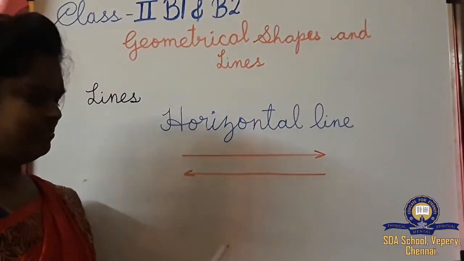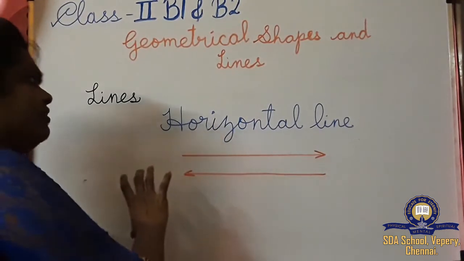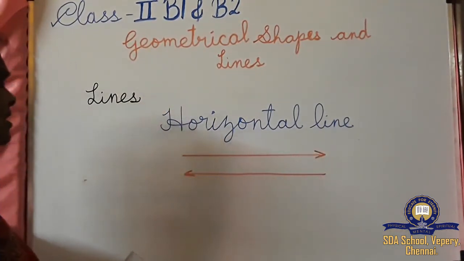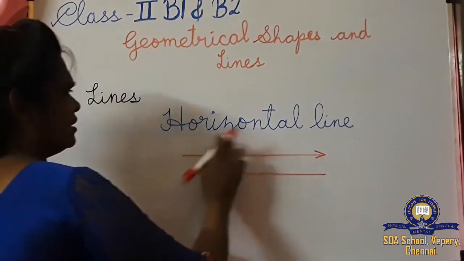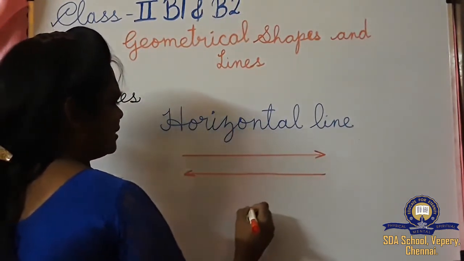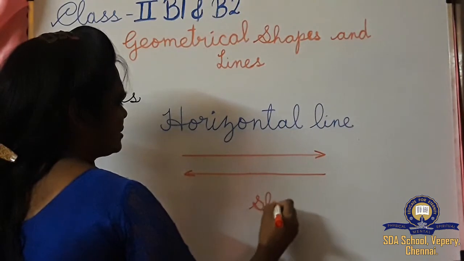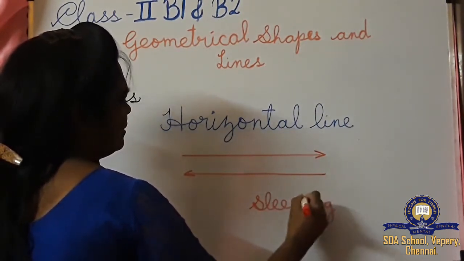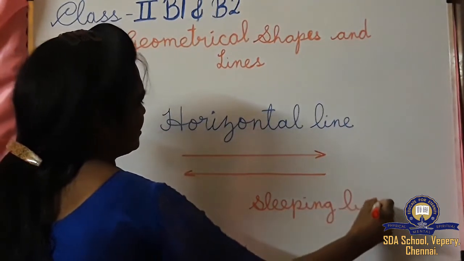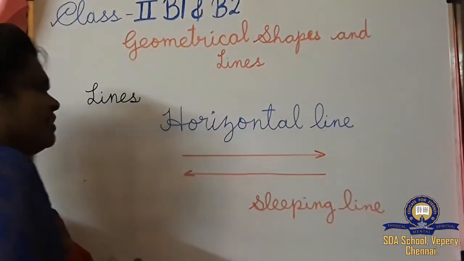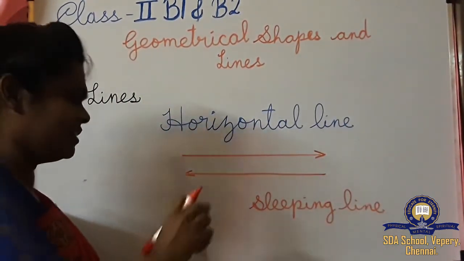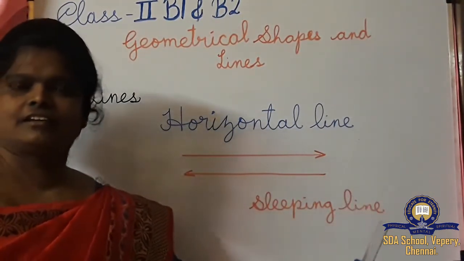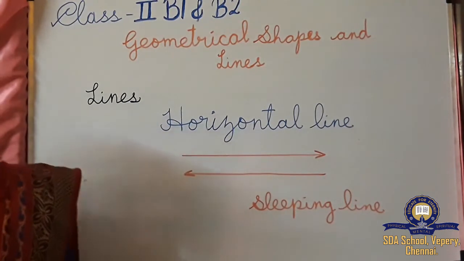The other name, in an easy way, because when you sleep, how will you sleep? This way only you will sleep. So they say a sleeping line. Horizontal line, we can say it a sleeping line. The other name to remember for horizontal line is sleeping line. Sleeping line, it will be flat, right to left and left to right.